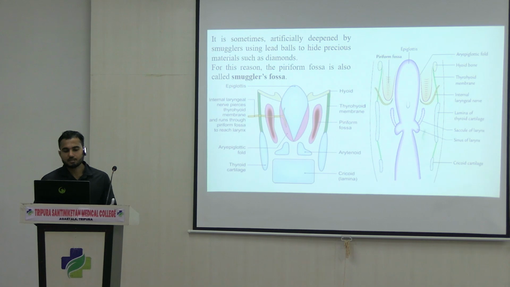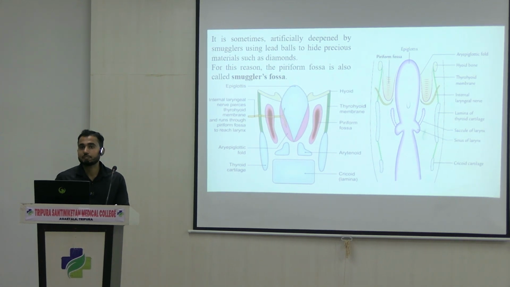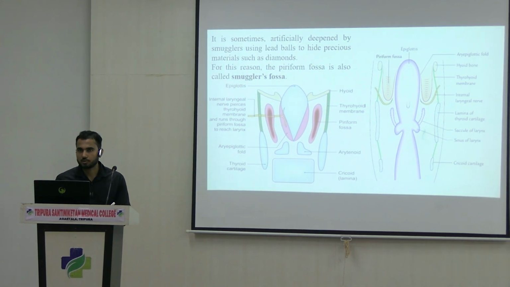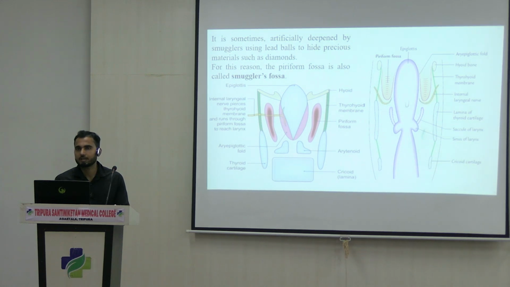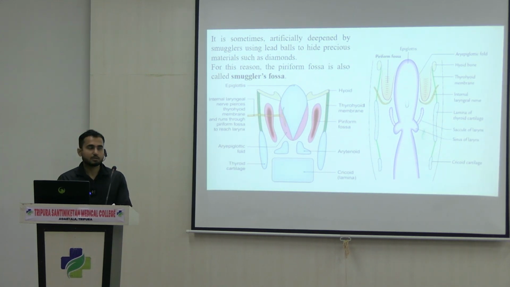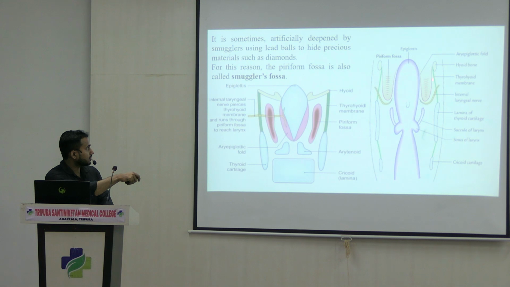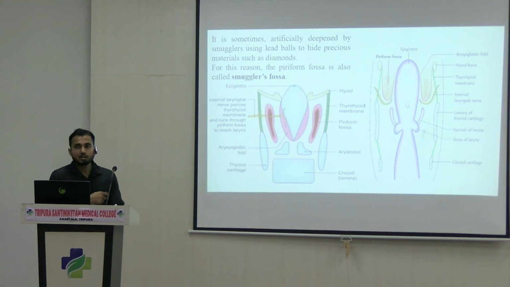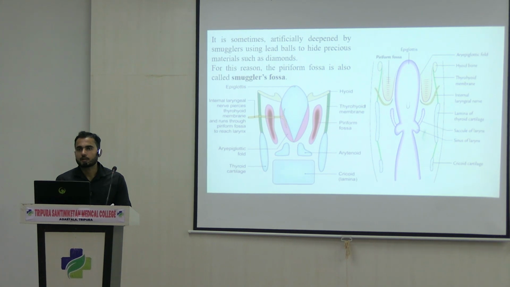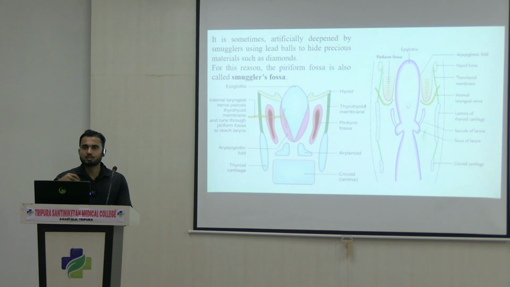So if you see the medial boundary, it is formed by the aryepiglottic fold of the mucous membrane. And if you go laterally, then you can see the thyrohyoid membrane. This is the thyrohyoid membrane. In between this, the pyriform fossa is situated. Now just below the pyriform fossa, can you see a nerve is traveling?